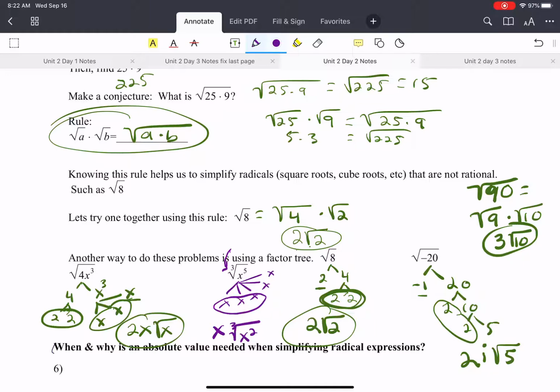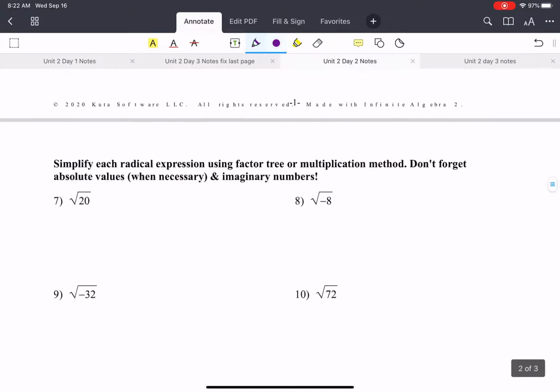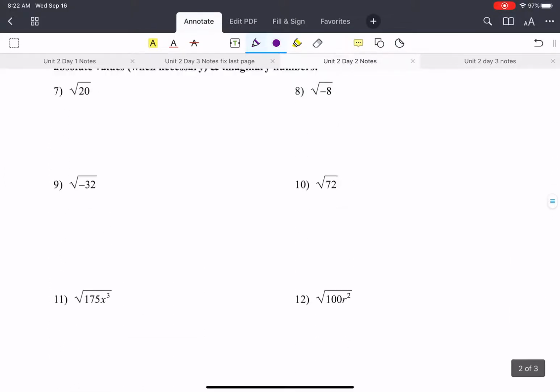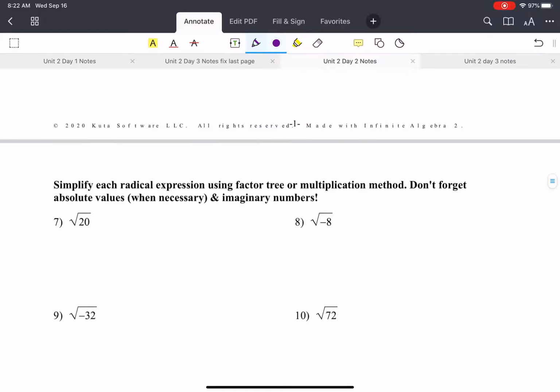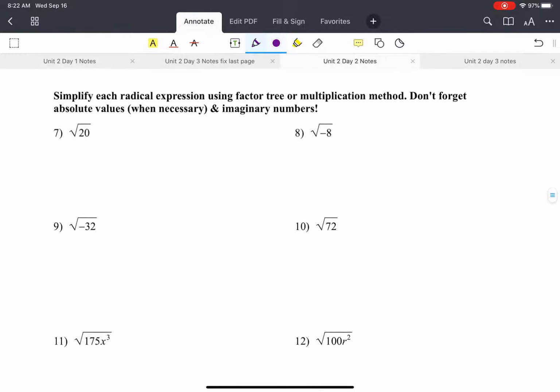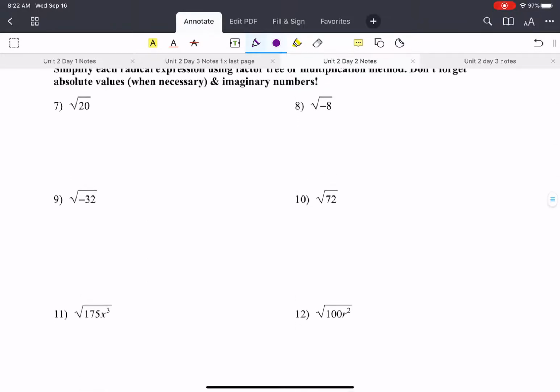Don't worry about the next thing. We're not talking about absolute values in here, so you can cross that off. Okay, do you guys think you could try a few? Okay, why don't you try the first 4? We'll go over them and see how you do. And then, no, how about the first 6, 7 through 12? Okay, so try these first 6, and then we'll go over the answers, see how you do, and then we'll keep going, okay? I'll walk around and help.